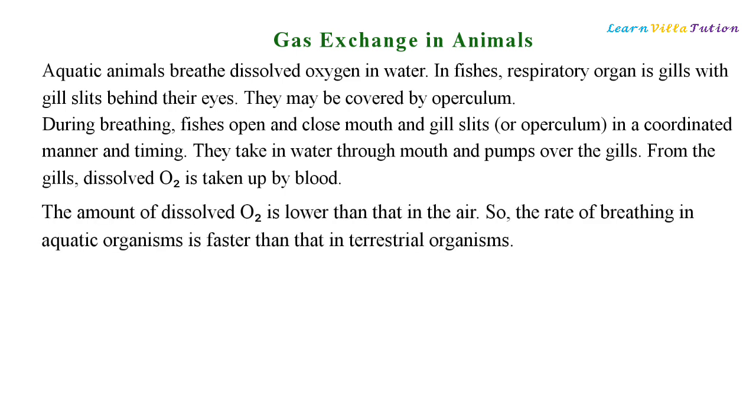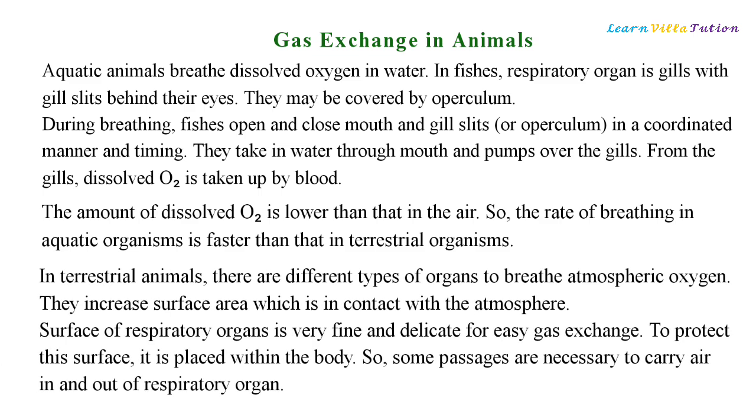The amount of dissolved oxygen is lower than that in the air. So, the rate of breathing in aquatic organisms is faster than that in terrestrial organisms. In terrestrial animals, there are different types of organs to breathe atmospheric oxygen. They increase surface area which is in contact with the atmosphere. Surface of respiratory organs is very fine and delicate for easy gas exchange. To protect this surface, it is placed within the body. So, some passages are necessary to carry air in and out of respiratory organ.